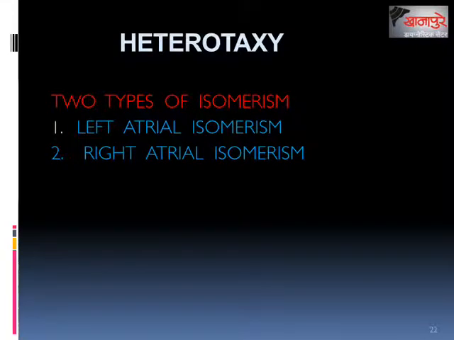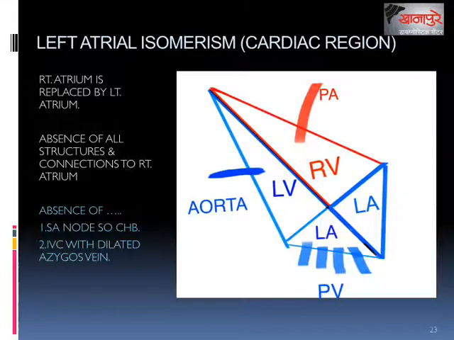There are two types of isomerism. First one is left atrial isomerism, second one is right atrial isomerism. Now we will see about left atrial isomerism. Left atrial isomerism is nothing but left atrial dominance where the right atrium is replaced by the left atrium. Means there are two left atria but an absent right atrium.